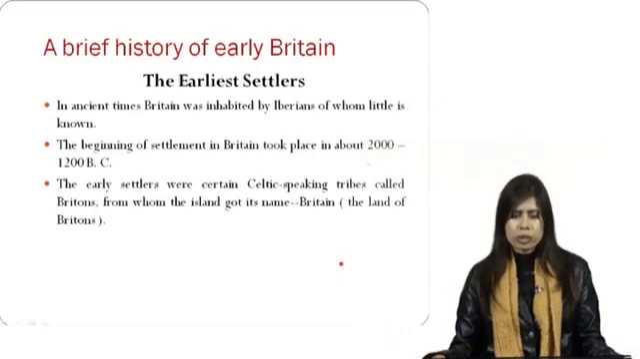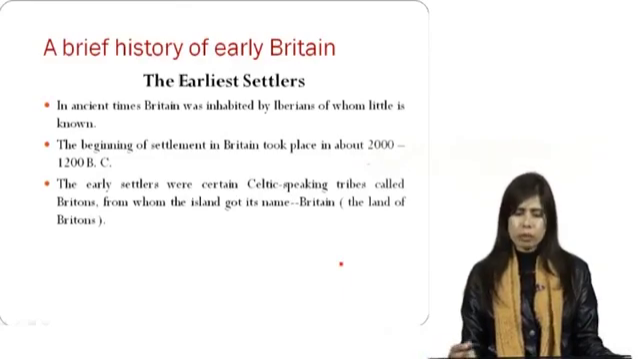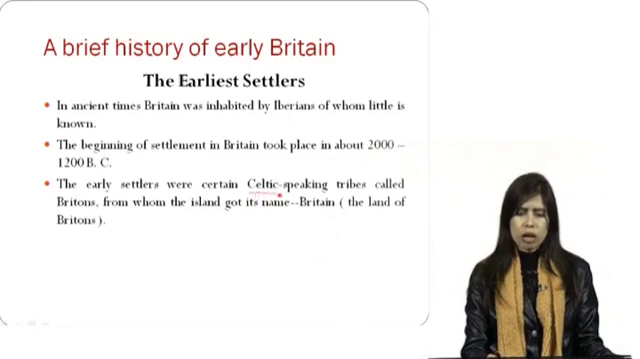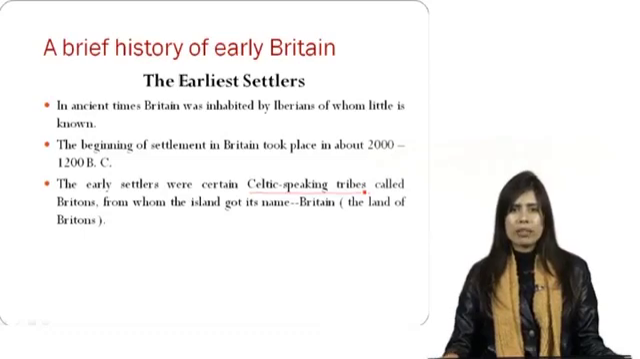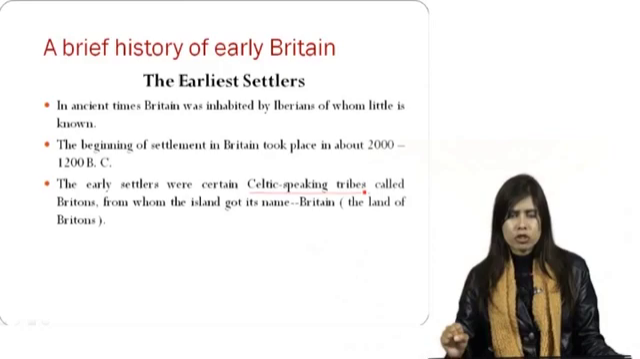The early settlers were certain Celtic-speaking tribes called Britons. So basically these Celtic-speaking tribes were called Britons, from whom the island got its name as well, Britain, the land of Britain. So what you have to keep in your mind is that the early settlers are the Celtic-speaking tribes. We give them the name Britons as well, and we'll start history of English literature with these Celtic tribes.